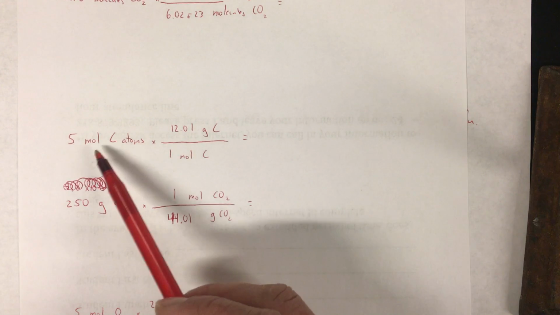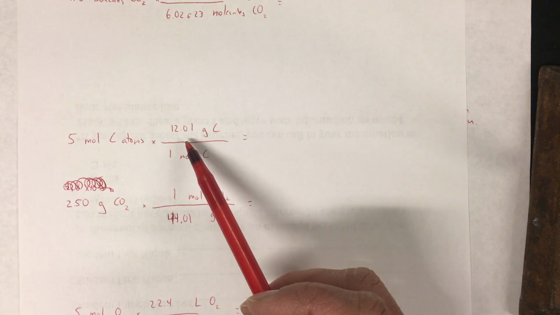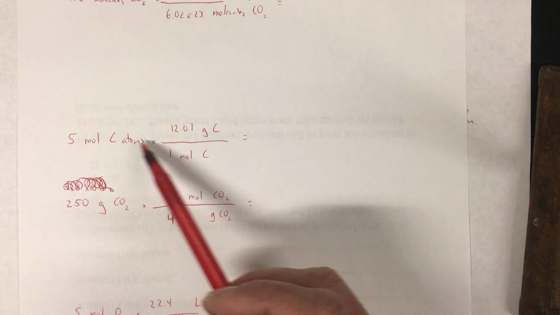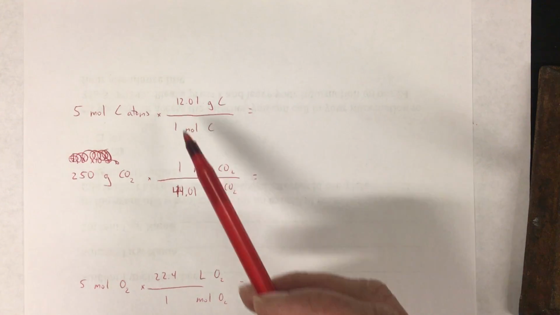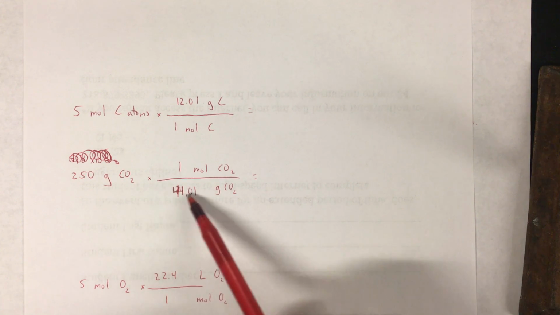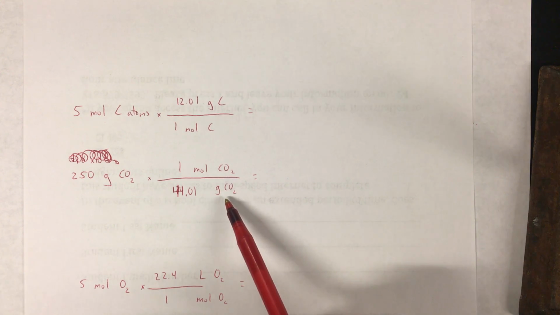Likewise, we looked at converting between moles and grams. If you want to go from moles to grams, to cancel moles, you would put the molar mass of whatever you're working with on the top. In this case, if we have 5 moles of carbon atoms, we know that the molar mass of carbon is 12.01 grams. If you're going from grams to moles, in this case grams of CO2, you would end up dividing by the molar mass of carbon dioxide.